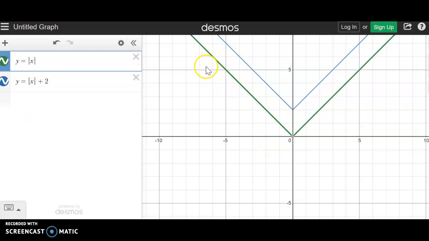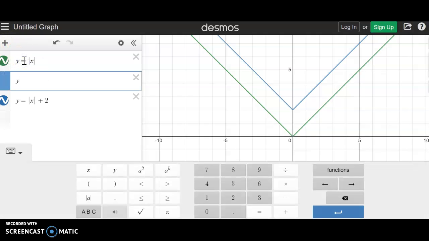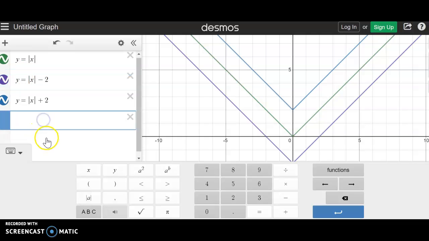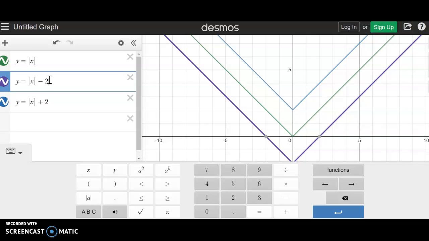If I graph the parent function y equals absolute value of x, and then y equals absolute value of x plus 2, where the 2 is on the outside of the absolute value, that shifts the function 2 units up. How are you going to shift it 2 units down? Let's try y equals absolute value of x, and outside the absolute value do minus 2. So I shifted it down. Anytime you add or subtract a value outside the absolute value, that is shifting it up and down.